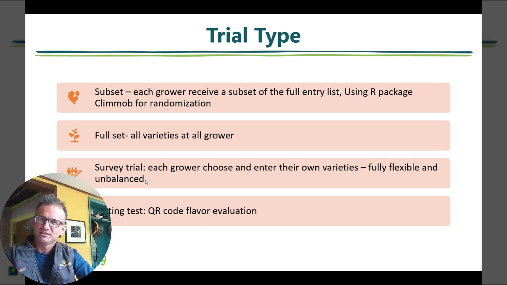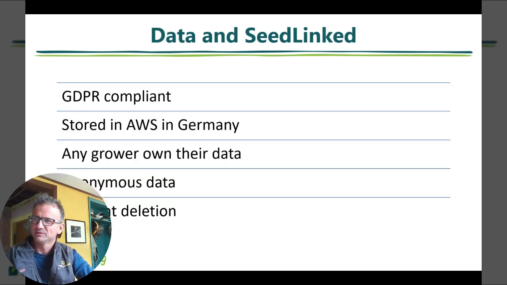Survey trial, you don't send any seed, but it's the farmer who chooses a variety. Let's say you assess perennials like blackcurrant on a network of 30 growers, and you want to see what they grow and how they perform. And then tasting, where it's a QR code to assess flavor.